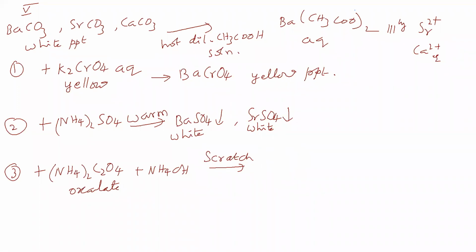Then what we will get, we will see. We will get a white precipitate. If this solution contains barium ion, we will get barium oxalate white precipitate. If the solution contains strontium ion, we will get strontium oxalate. If the solution contains calcium ion, we will get calcium oxalate white precipitate.